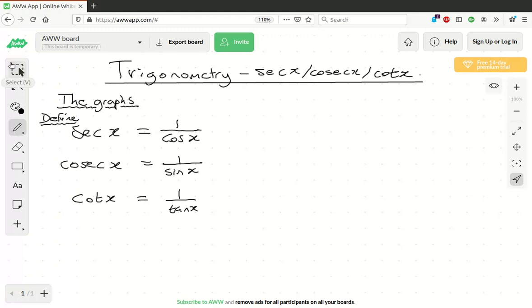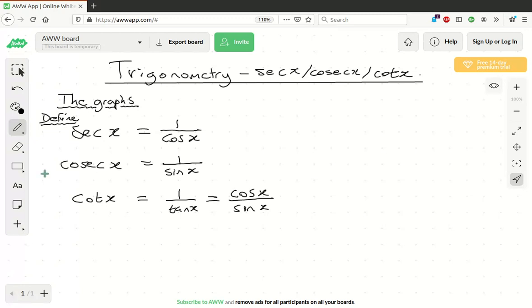So sec x is the reciprocal of cos, cosec x is the reciprocal of sine, cot x is the reciprocal of tan. Now bear in mind that tan is sine over cos, and if we take the reciprocal of that, we're going to get cos x over sine x. So it's always worth remembering that cot x has two things you can change it into. You can write cot x as 1 over tan x, but you can also write it as cos x over sine x. So those are things to consider.